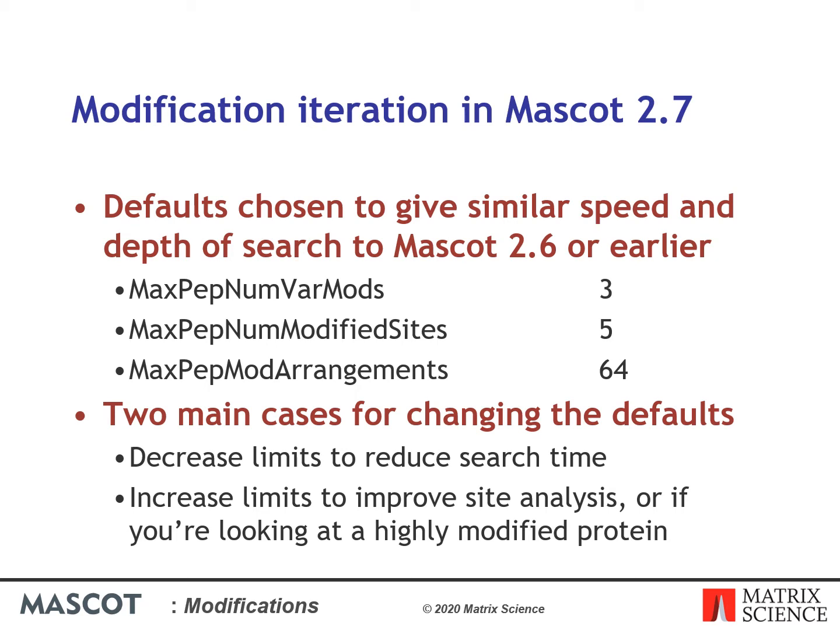Decreasing any of these values will reduce the search space, as fewer arrangements will be tested. This will decrease the search time, so if you are looking at a sample which is not highly modified, and where definitive site analysis is not the aim of the study, you may wish to decrease some of these values. However, if site localization is important, or if you're looking at a highly modified protein such as histone, then you may need to increase these limits in order to gain accurate modification localization results. We'll take a look at examples of each of these cases later in the presentation.